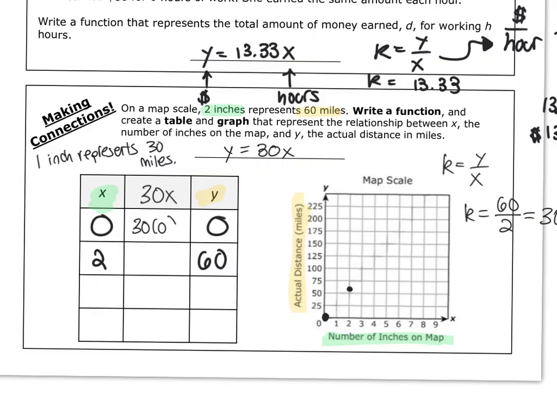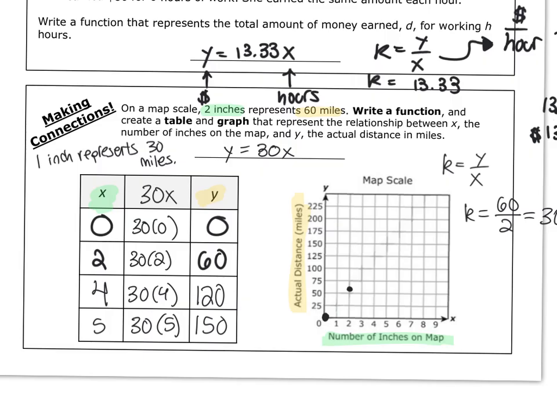30 times 0 is 0. 30 times 2 is 60. You know what? Let me do a slightly bigger point. How about 30 times 4? So I'm going to jump around a little, and that's okay. 30 times 4 is 120. How about 30 times 5? 30 times 5 would be 150. And these are also points that I can graph.